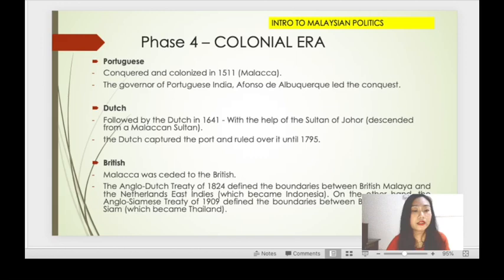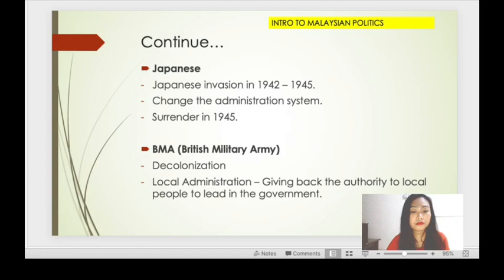Continue. Japanese invasion. Okay, the Japanese invasion during World War II ended British domination in Malaya. It was in power from 1942 to 1945, yeah? The Japanese also happened to change the style of administration during their reign. The Japanese surrendered from Malaya after being defeated by the Allies in World War II, when an atomic bomb was dropped on Hiroshima on August 6, 1945, followed by Nagasaki 3 days later.